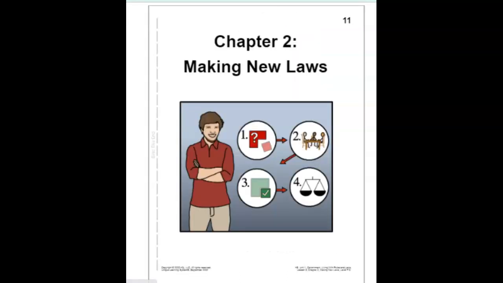That is the end of Chapter 2, High Level, Making New Laws.